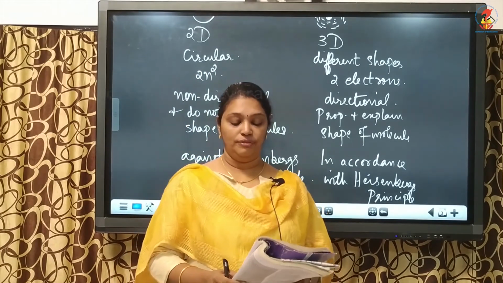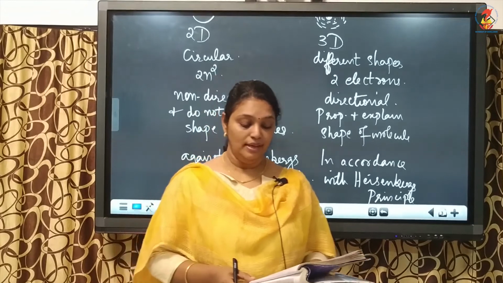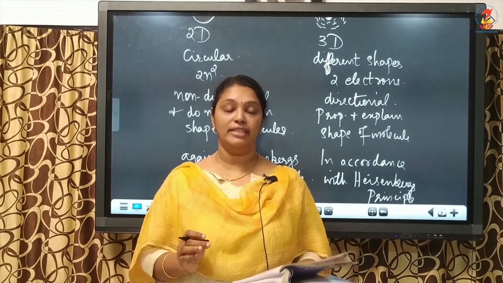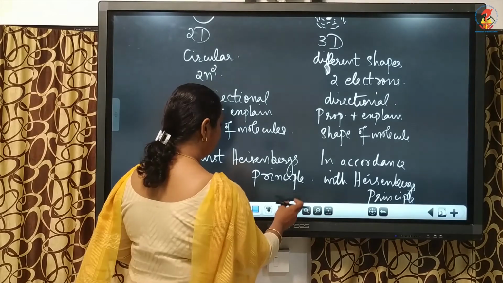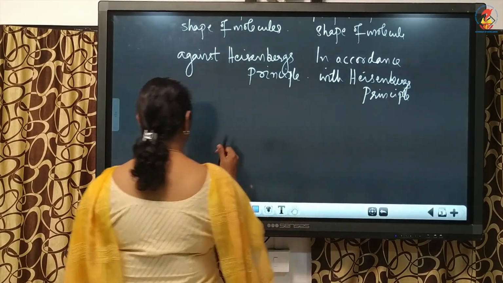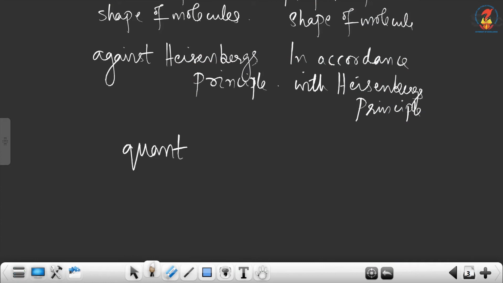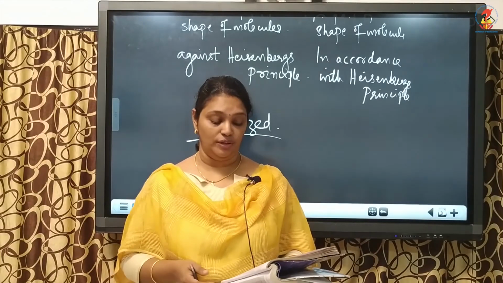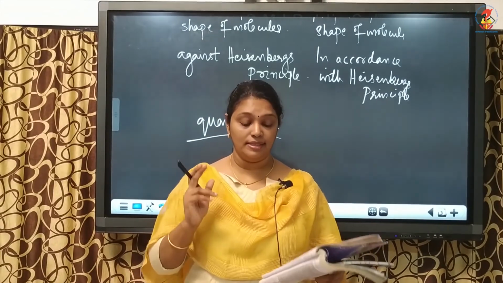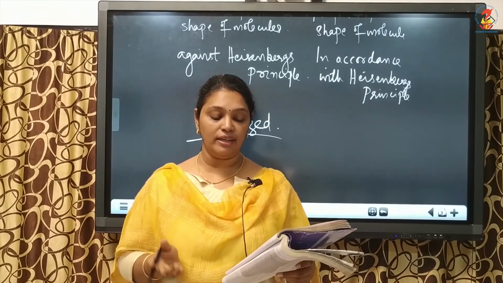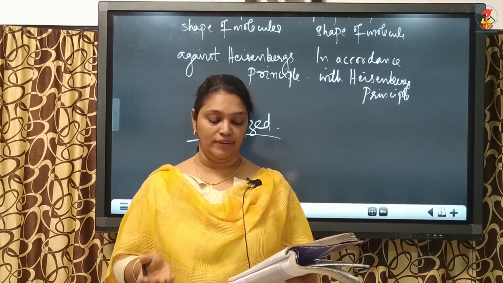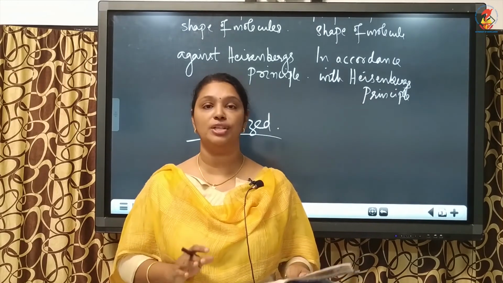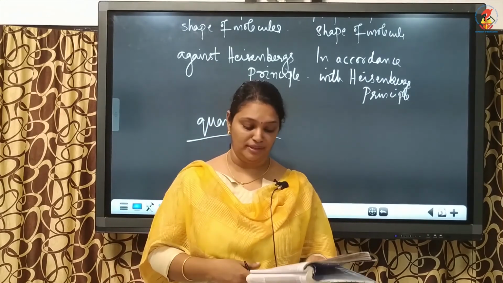So the first feature of quantum mechanical model is the energy of electron in an atom is quantized. Quantized means it is fixed. That is, they can have only certain specific values. Now the second feature is the existence of quantized electronic energy level is a direct result of wave-like properties of electrons, and they are the allowed solutions of Schrödinger wave equation.